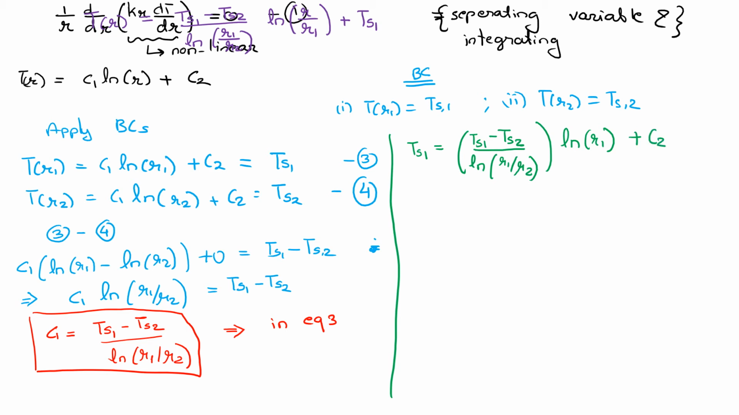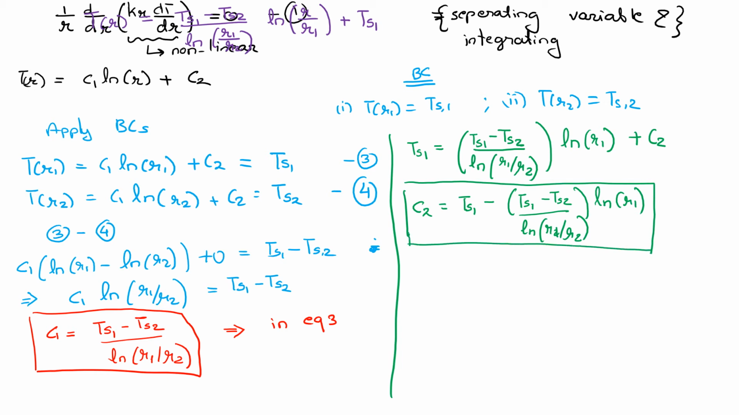So we take this term on the left hand side, and we get C2 as TS1 minus TS1 minus TS2 divided by log of R1 by R2 into natural log of R1, and we can simplify, and let's see if I can simplify this. No, so let's just leave it like this. So we got our two constants C1 and C2. Now we'll use them in our original equation, which was equation 2. Let's say this was equation 2.